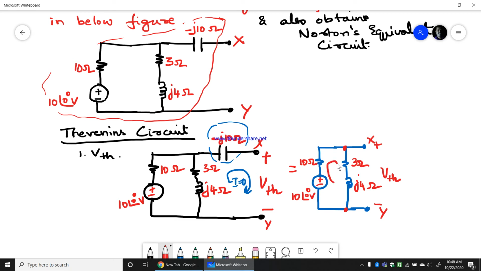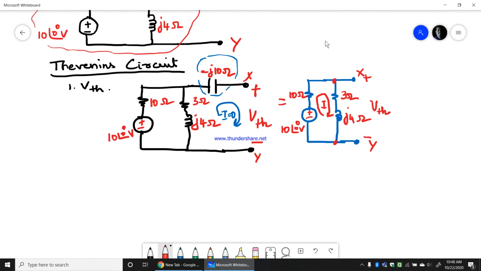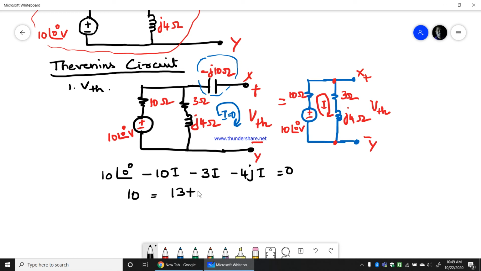Now what I will do, I will find out the current through this loop, and then we will see what is voltage across that particular branch. Now while finding out the current, we will write the KVL equation. So what is that? It is 10 at an angle 0 degree minus 10I minus 3I minus 4jI equals 0. Therefore 10 would be equal to 13 plus 4j into I.